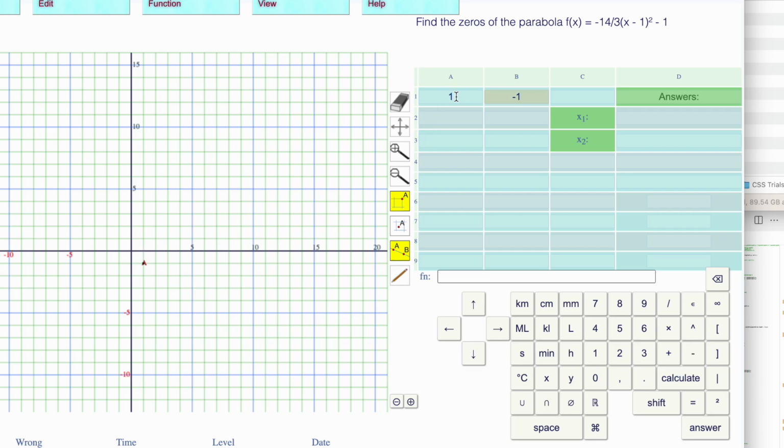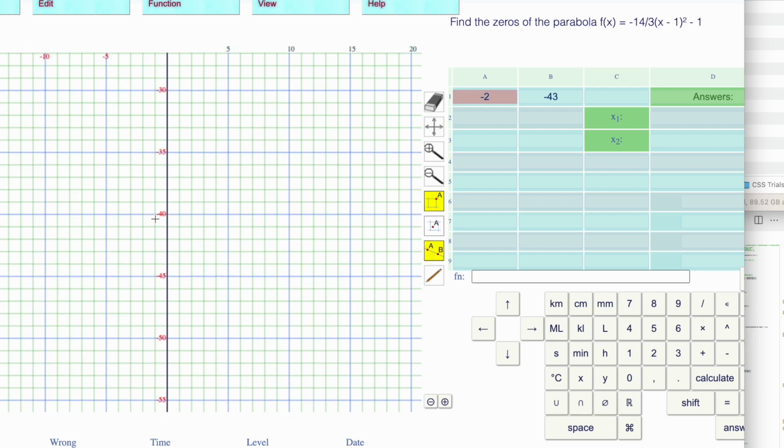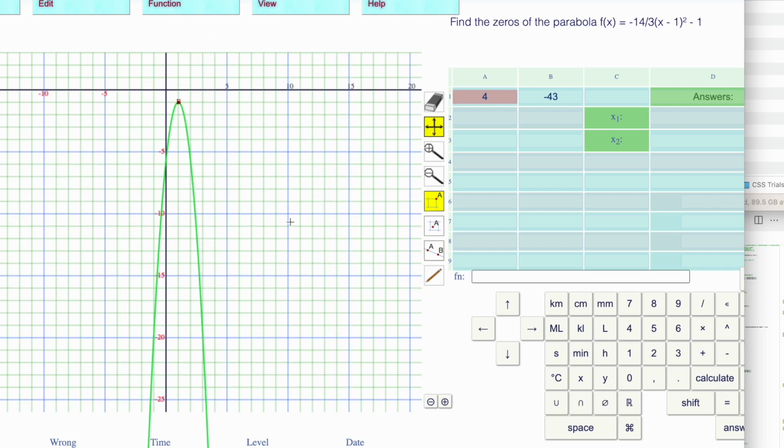Let's see what happens when our x value is 0. We have -5.6. How about -1? So I'm looking for a whole number. -2. We get -43. This is opening down. Our vertex is below the x-axis. That means we're not going to have any zeros. If I went to -2 and then down to -43, right here, if I went to 4, we also have -43. That is what our parabola looks like.